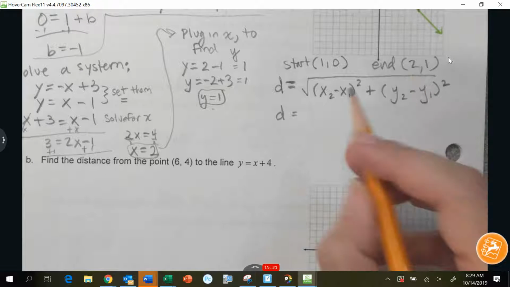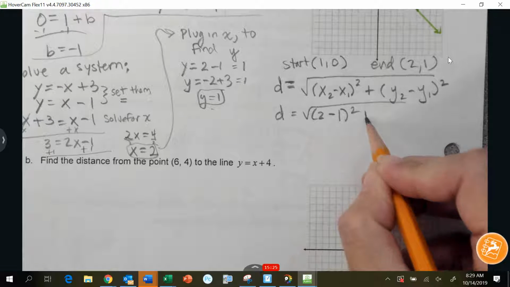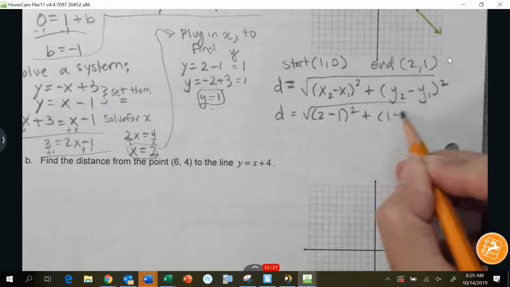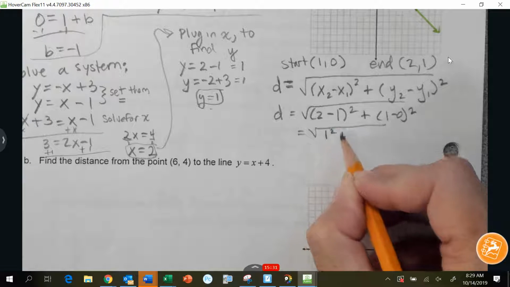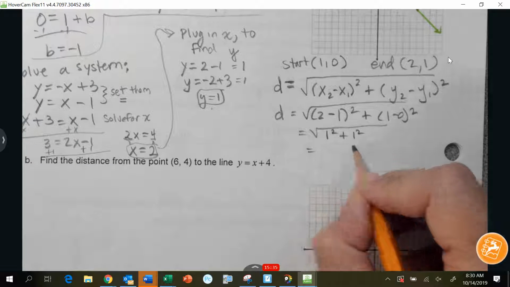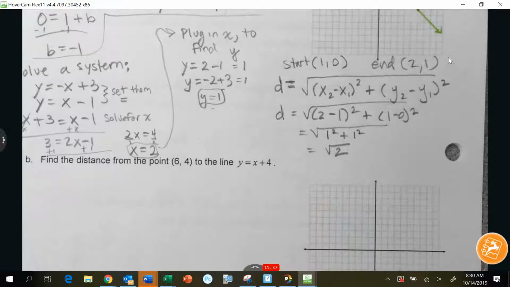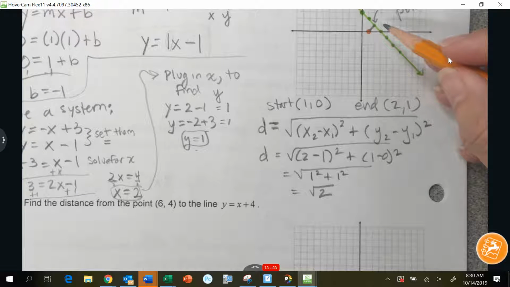All right, so we're going to plug in the stuff. Second x is 2 minus 1 squared plus, then we do 1 minus 0 squared. That's 1 squared plus 1 squared. 1 plus 1 is square root of 2. Does that look like it's square root of 2 long? Or do you have any clue what square root of 2 is? Probably not, right?